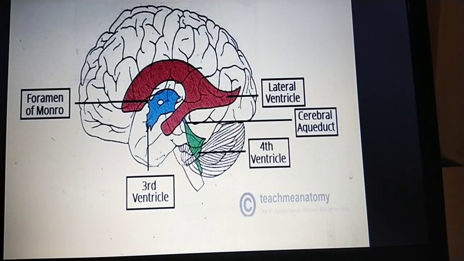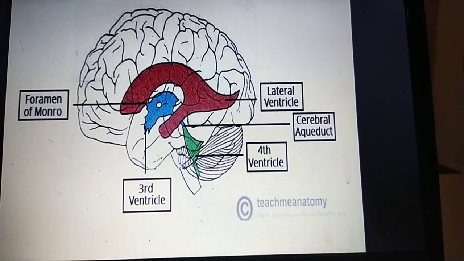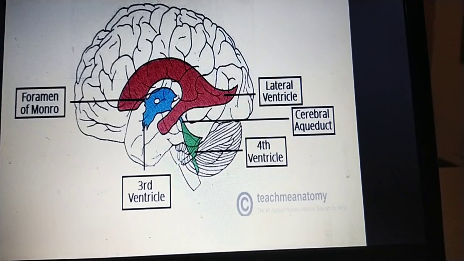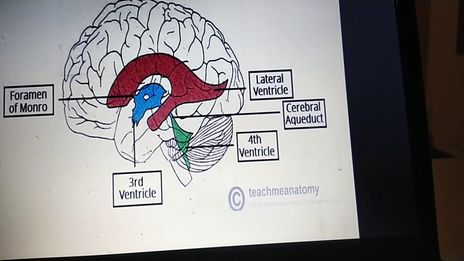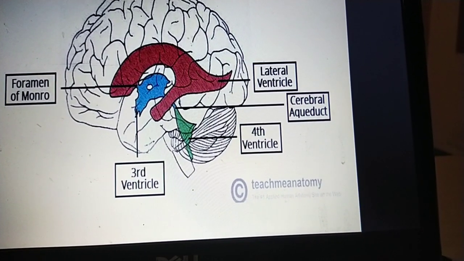Good morning everyone. Today we will go over the anatomy of the ventricles of the brain. These are very important structures. Here the CSF is produced and circulates.